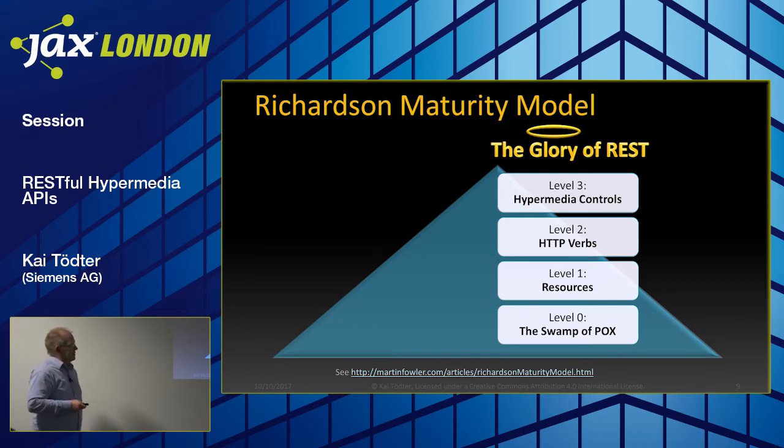So Leonard started with level 0, and he called it the swamp of POX. POX is for plain old XML, but it doesn't have to be XML. It can be unstructured data or key value pairs or whatever. Let's imagine we have a hospital, and the hospital wanted to provide a level 0 API. How would this look?